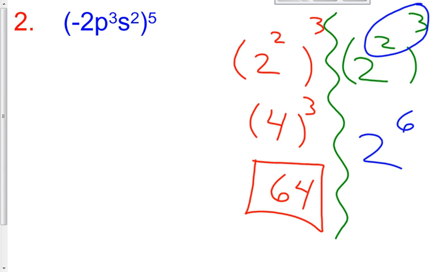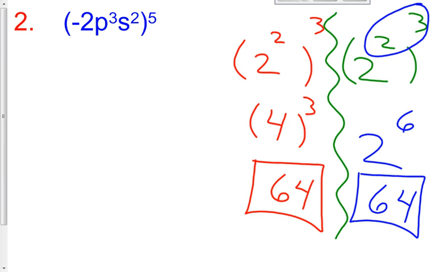2 times 2 is 4, 4 times 2 is 8, 8 times 2 is 16, 16 times 2 is 32, and 32 times 2 is 64. So we get our answer of 64 when we use the power property. That is when we have an exponent raised to another exponent, which means we would multiply the exponents together.